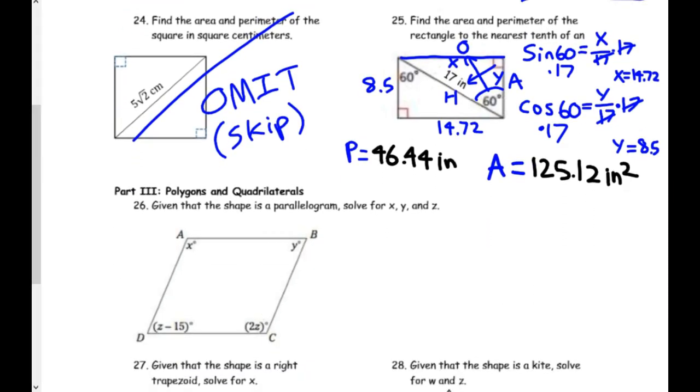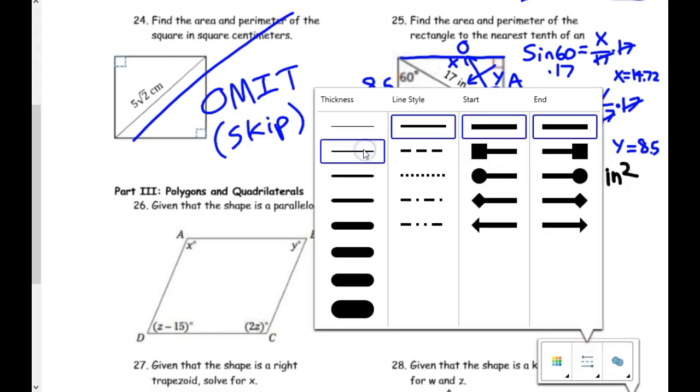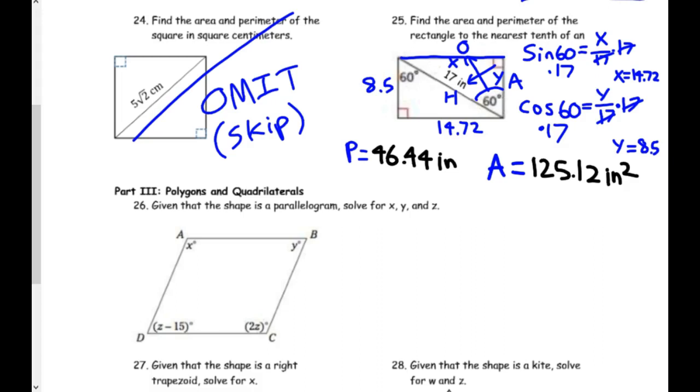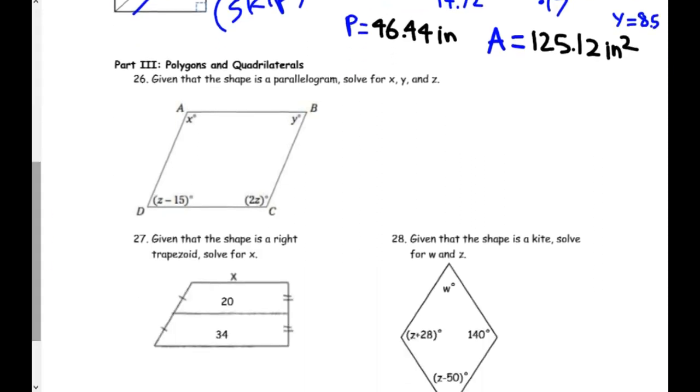Alright, polygons and quadrilaterals. So this next one, we're remembering our four-sided figures and the polygons. Given that this is a parallelogram, what do we know about this? Let's start off with the z's, okay? So this z and this z, do you see how this one's acute and this one's obtuse? They are not across from each other, they are next to each other. They are not congruent, they are supplementary, when they add up to 180.